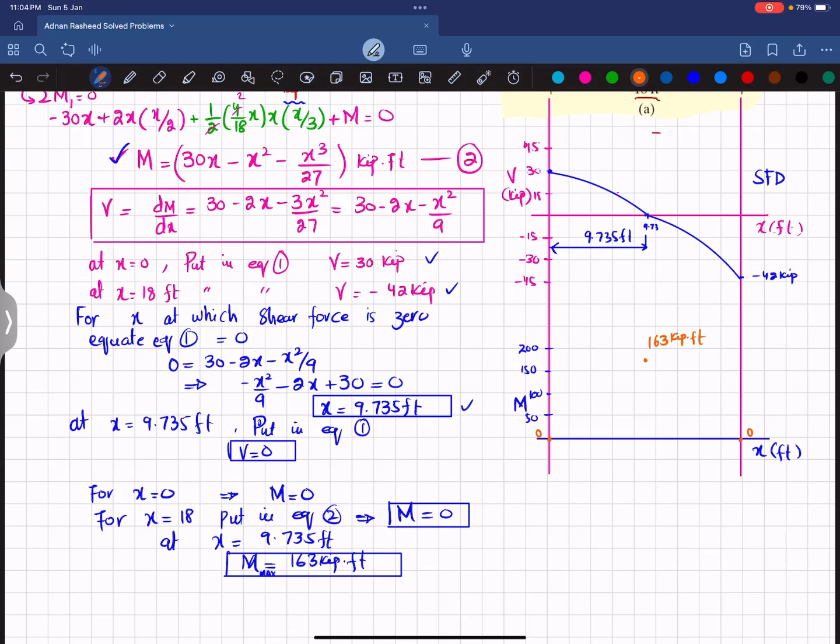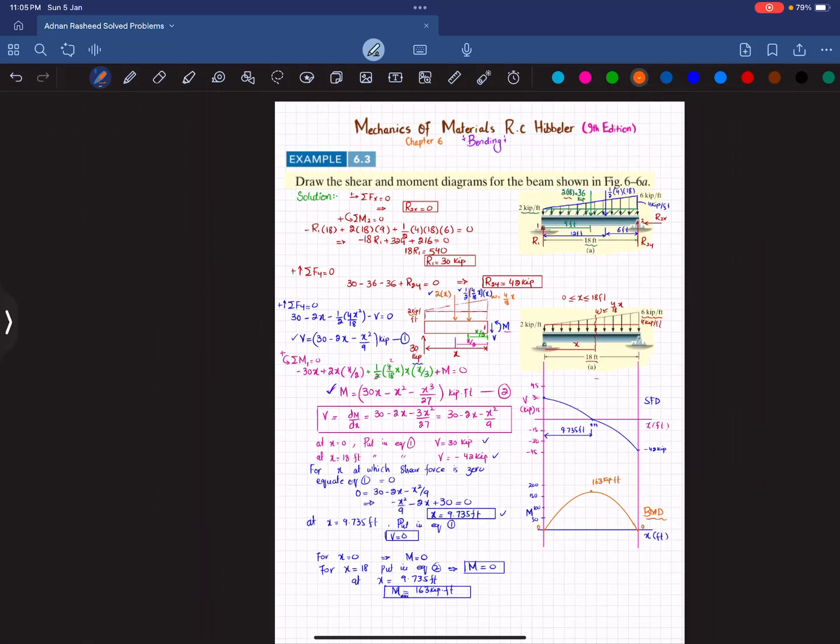If you plot it, it will be a curve like this, clear, which will be your bending moment diagram. So this was all about this example 6.3.